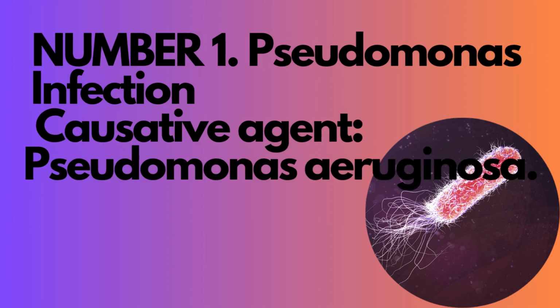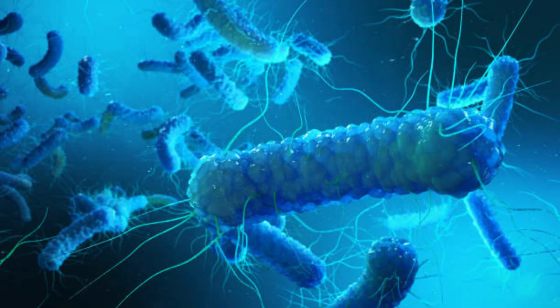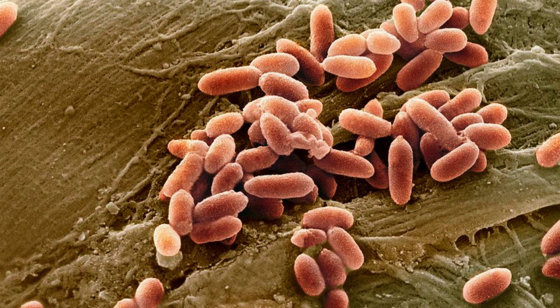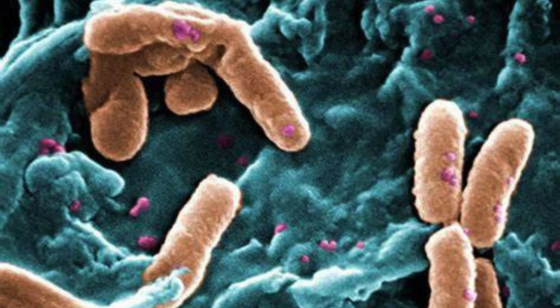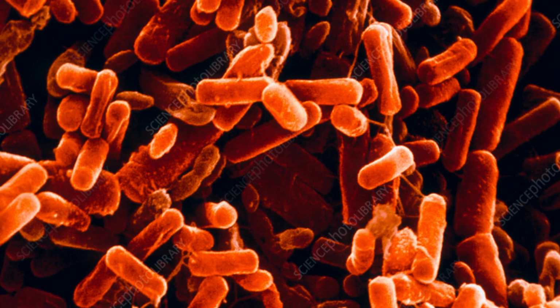Botox. Number 1. Pseudomonas infection. Causative agent, Pseudomonas aeruginosa. Caused by the common bacterial pathogen Pseudomonas aeruginosa, Pseudomonas infection targets the respiratory system. Here, the bacterium damages the lungs and worsens the conditions of people with cystic fibrosis. The bacterium is ubiquitous and therefore can infect people in many ways. It can be obtained by using contaminated surgical equipment, may spread through food, or even be transmitted via physical contact.